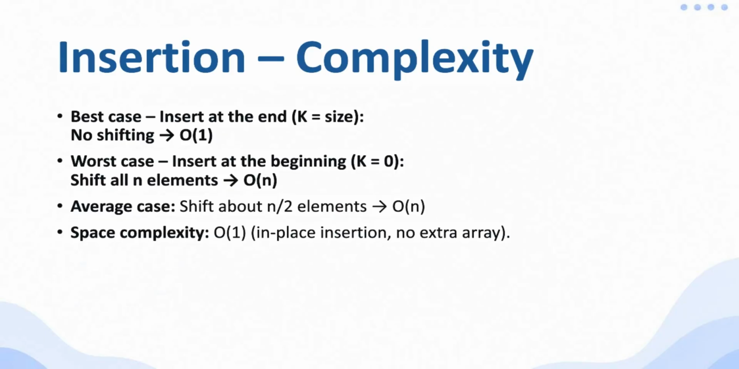Now let's look at how efficient insertion is. In the best case, insertion at the end, no shifting is needed, so the complexity becomes O(1), which is constant time. Suppose we have to insert an element at the beginning of the array. If the array has n elements, we have to shift all n elements. So the complexity becomes O(n), which is linear time.